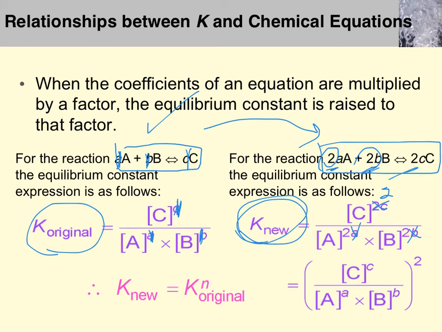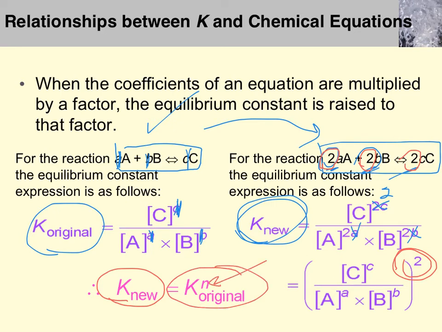So what is the general mathematical relationship between that? Whatever factor you multiply a chemical equation by, in this case 2, becomes an exponent for the equilibrium constant value. In other words, the new K equals the original K raised to whatever the factor is that you multiplied the equation by. That becomes an exponent. So let's work a couple problems.